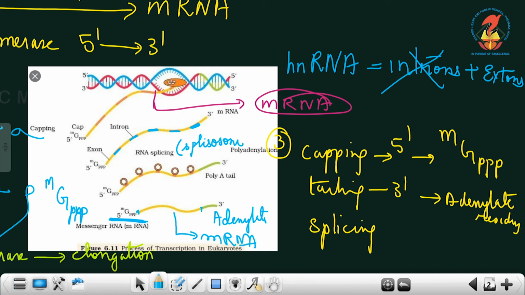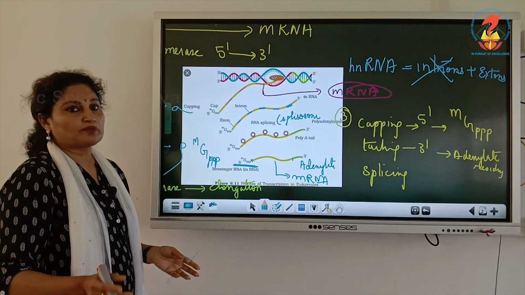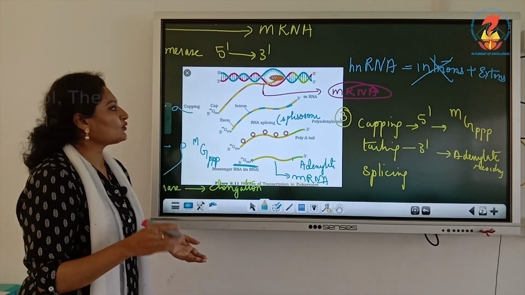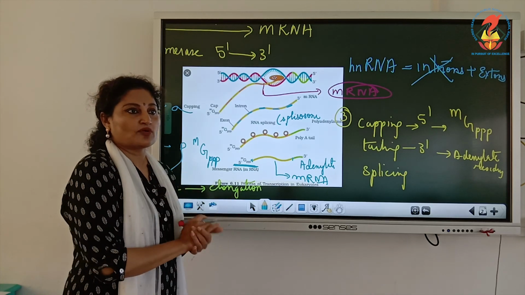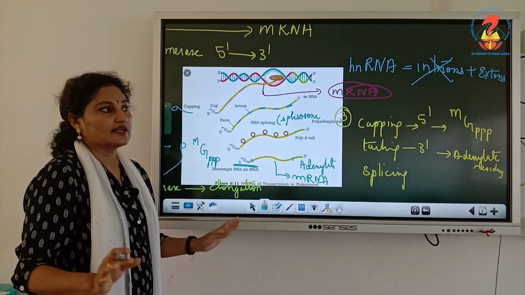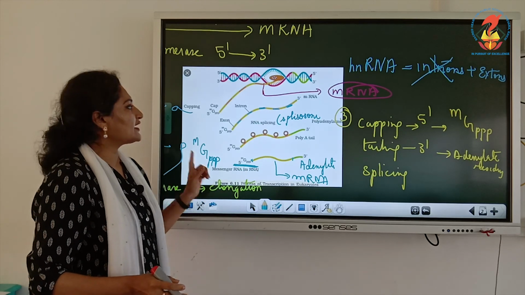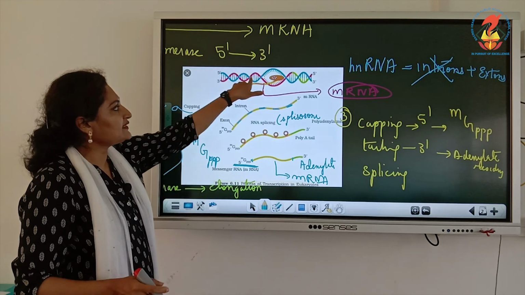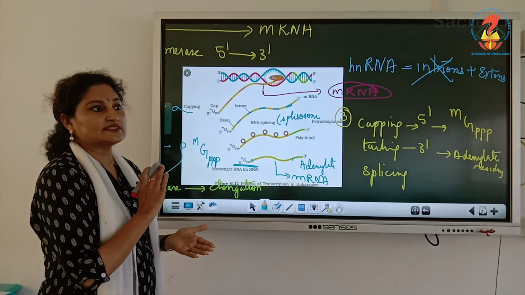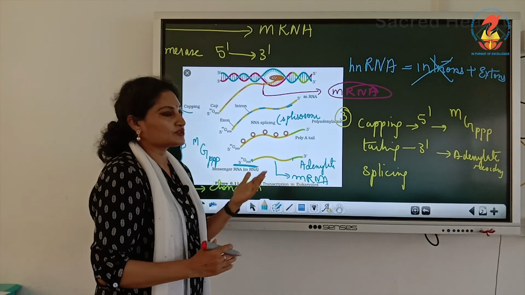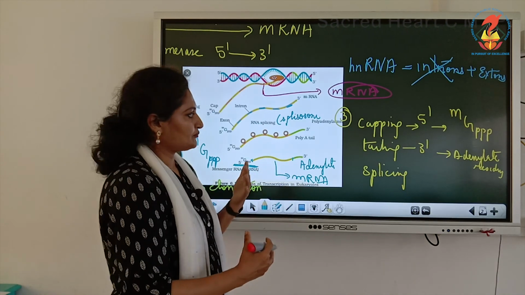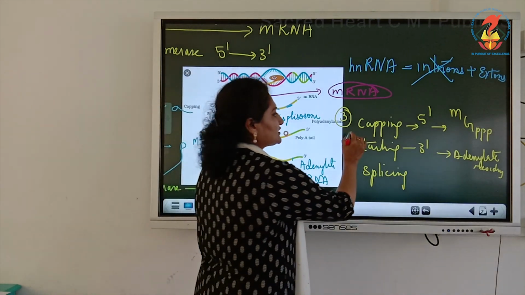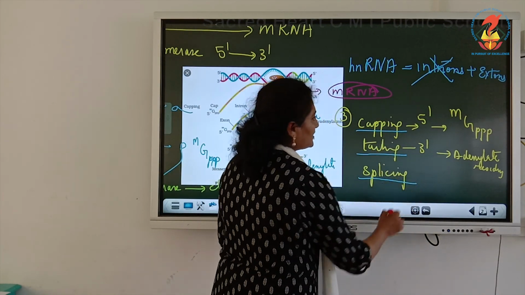So, here I can highlight another difference between prokaryotes and eukaryotes. In prokaryotes, the mRNA that is formed as a result of transcription is final. It does not require processing. Whereas, in eukaryotes, the mRNA that is formed is not final. It is called hnRNA. It has to undergo a process of processing. It requires processing, which involves capping, tailing and splicing.